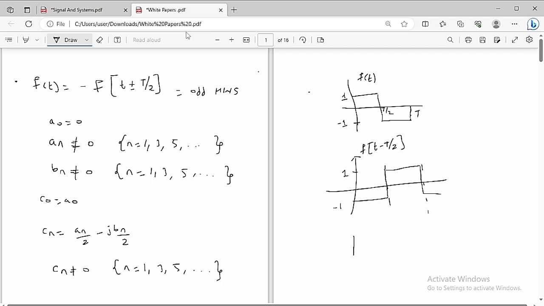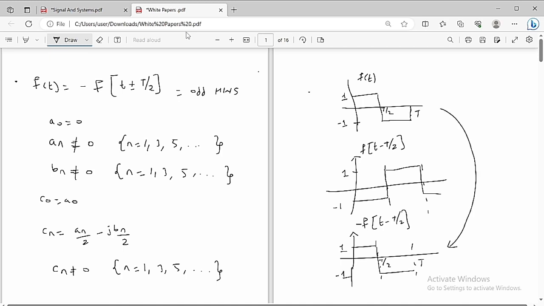Now multiply this function by minus 1. Then minus 1 becomes plus 1 and plus 1 becomes minus 1. So we get it like this again. This is T by 2, this is T. This is 1 and this is minus 1. These both are the same, right? Therefore f of t is equal to minus f of t minus T by 2. So we can say this is plus or minus.